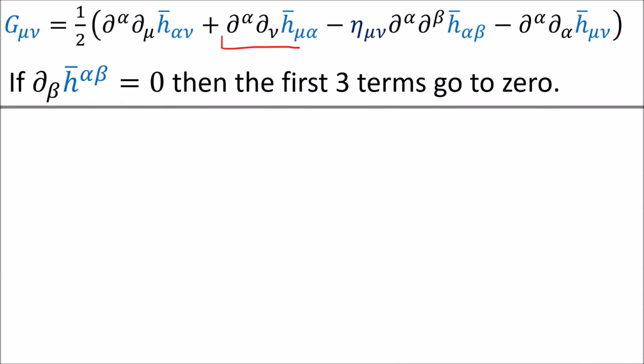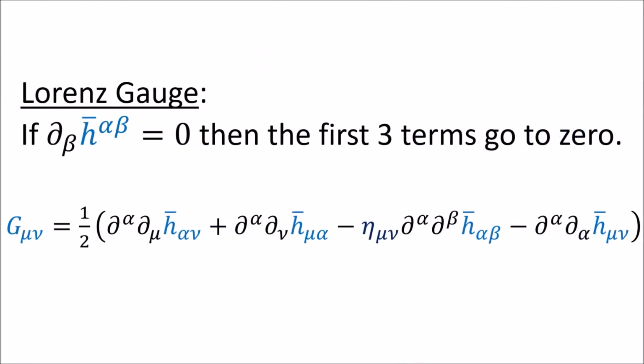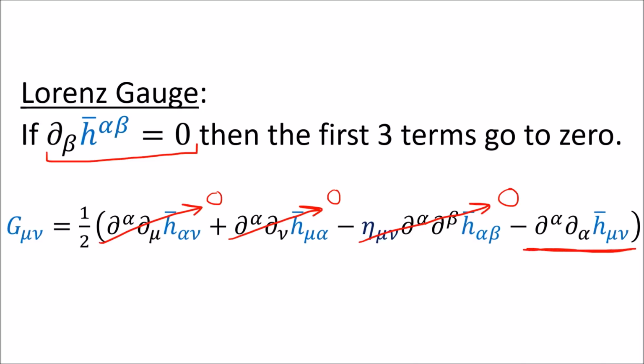The second term looks almost exactly like the first term, except some of the indices are relabeled. And we can use the exact same procedure to show that the Lorenz condition causes this term to go to zero as well. So we've shown that if the Lorenz condition is true, and this derivative of h bar with raised indices is zero, the first three terms in this expression for the Einstein tensor all go to zero. So this condition greatly simplifies the Einstein field equations.